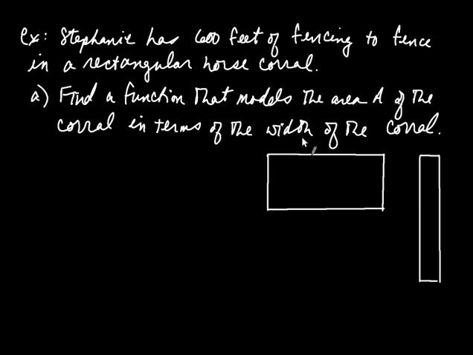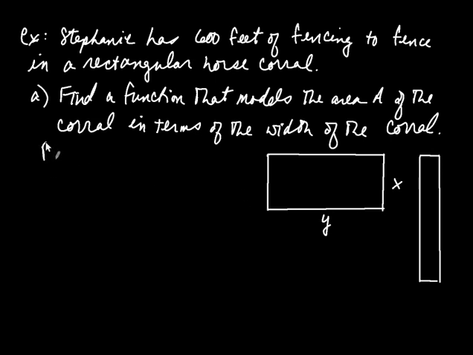Okay, so we want to reference the width of the corral, right? So we're looking for a function that models the area. So this will be the width of the corral. Let's call that x. Now let's call this length, that is the length of the corral, let's call that y. Well, what do we know? We know that because this is a rectangle, this is length x as well, and that would be length y. Now we're given that she uses 600 feet of fencing. So if you add up all those lengths together, that is the perimeter, you get 600. So the perimeter, of course, of a rectangle is 2x because you have two sides of length x, and 2y because you have two sides of length y.